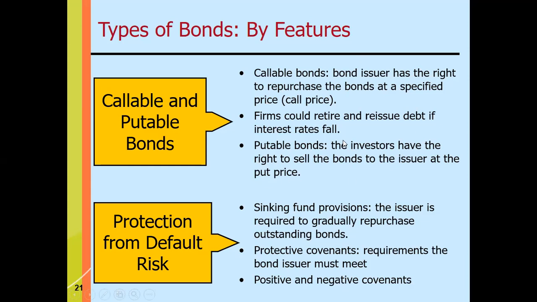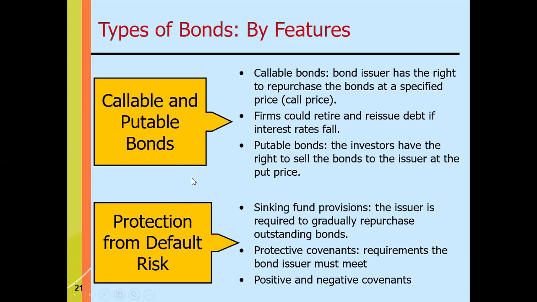Firms could retire and reissue debt if interest rates fall. So that's why we have these rights. Although these are provisions in the contract, not all bonds will have this. Callable is also known as redeemable bonds. Upon a certain specified time, the bonds can be bought again by the issuing company. But for putable, the investors have the right to sell at a put price or exercise price.